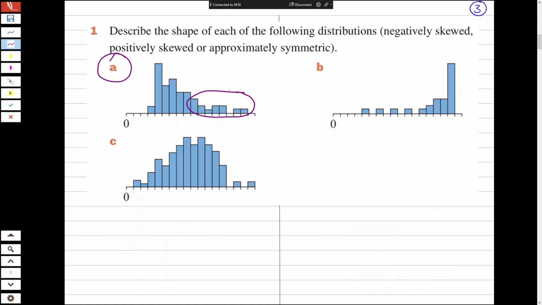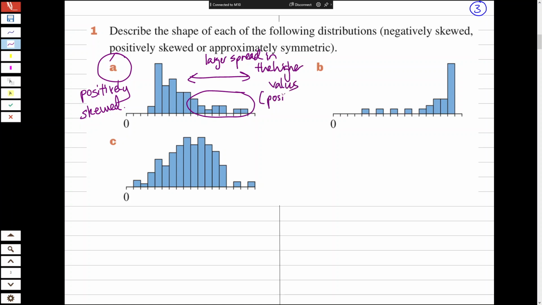Ash, did you want to say something? It's more spread out in the higher values. Yes. Okay. So there's lots of people in the lower values, and there's fewer people in the higher values, and the higher values are more spread out. So it is positively skewed. And I think you could all get that by looking at the picture. Why is it positively skewed? Because there is a larger spread in the higher values. That is the positive direction.